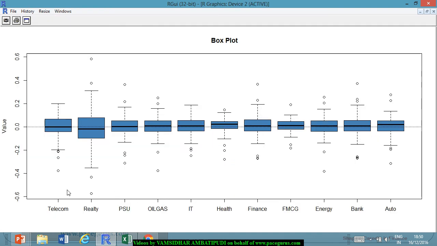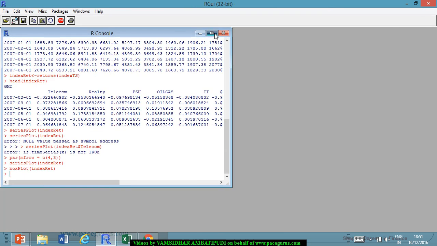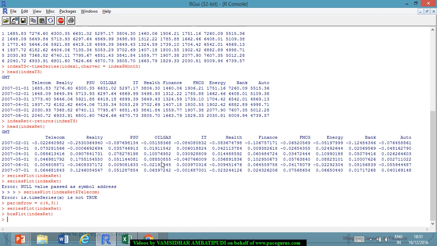I could see here that in telecom we have a lot of values on the negative side, indicating negative skewness. In reality we have a couple of them on this side, but in the majority, PSU we are seeing some kind of negative outliers, oil and gas negative outliers, IT something in the negative, health more in the negative. Even in finance and banking we have a few negative returns. So overall, the box plot is telling me that there is a possibility of some level of negative values coming up.